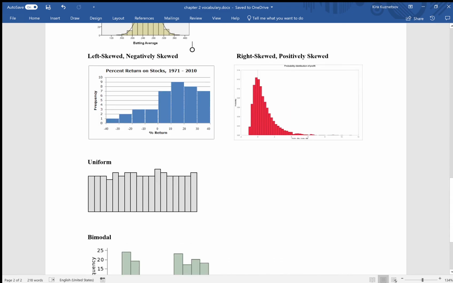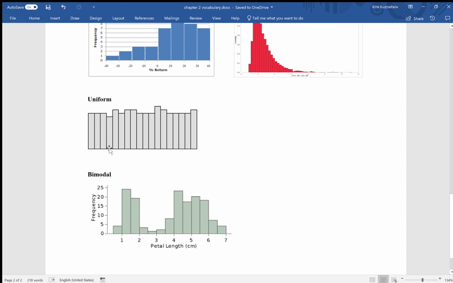A few more pictures. If you have a distribution that is all the same all through, we're going to call this a uniform distribution. And this one is bimodal. What I wanted you to see is there is a high peak over here, and there's another high peak over here. Sometimes it's called the U shape because that's what it does. But really, I want to articulate the fact that it has two high peaks. Therefore, we're going to call it bimodal.